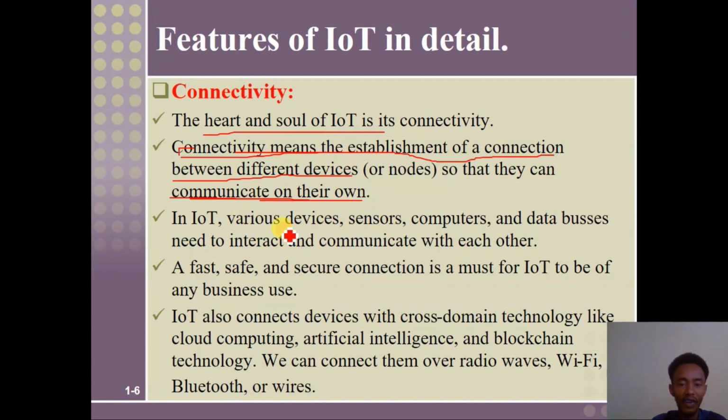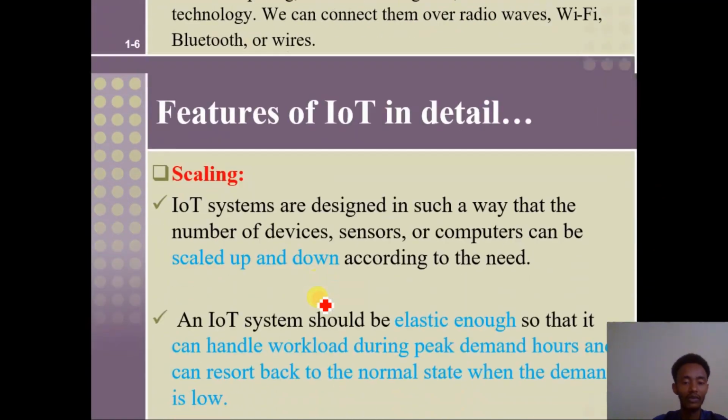In IoT, various devices, various sensors, various computers, and databases need to interact and communicate with each other. So in order to have such communication among the Internet of Things, the connectivity or communication channel has to exist. A fast and secure connection is a must in IoT. Fast, safe, and secure connection is a must for IoT to be used in any business. So such connectivity devices or communication channels, which can pave the way for the end users and end devices, should exist.